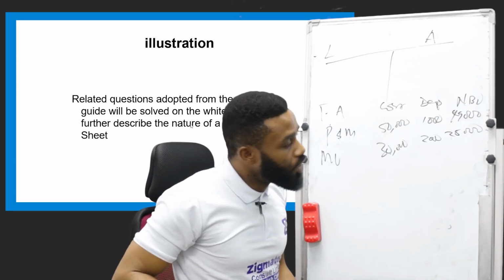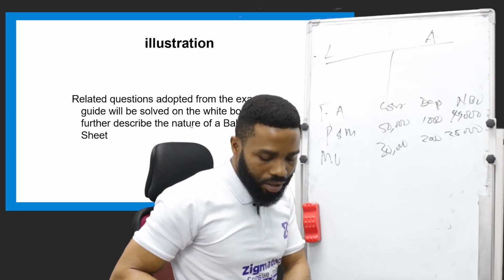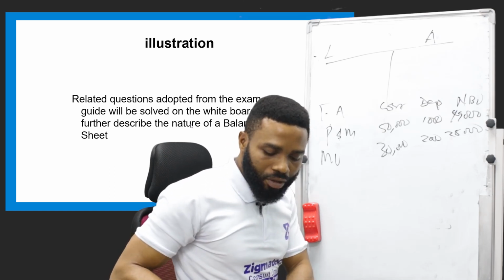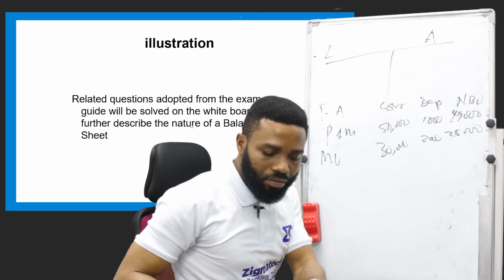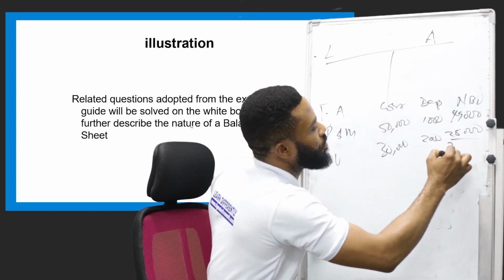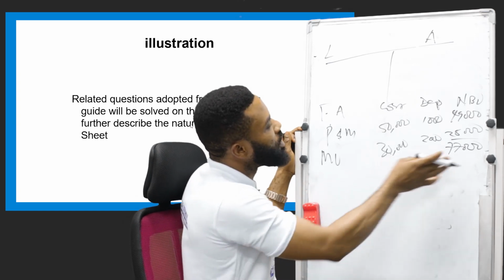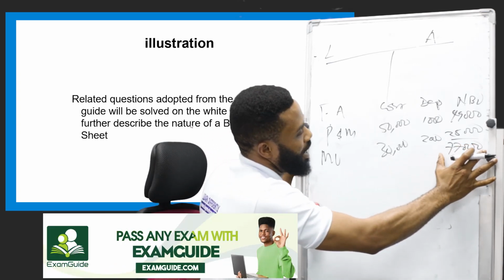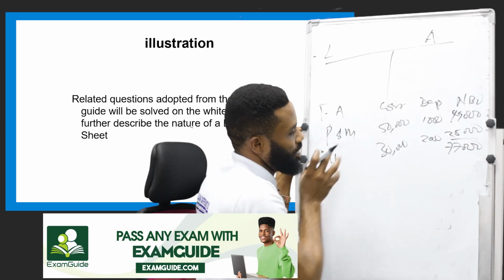If you add 49,000 plus 28,000, you'll be giving 77,000. This 77,000 is what you have arrived at as the worth of your non-current asset.